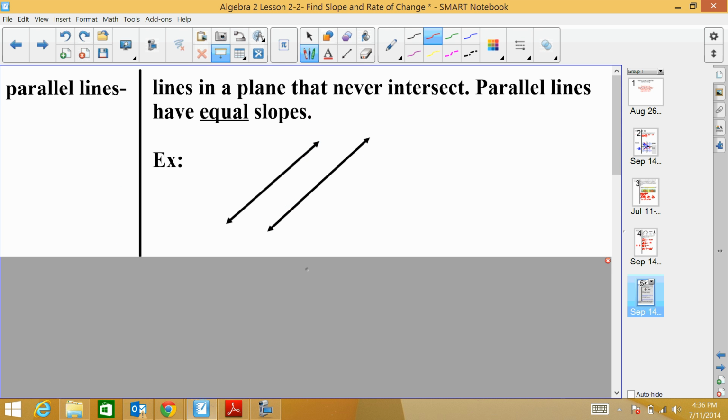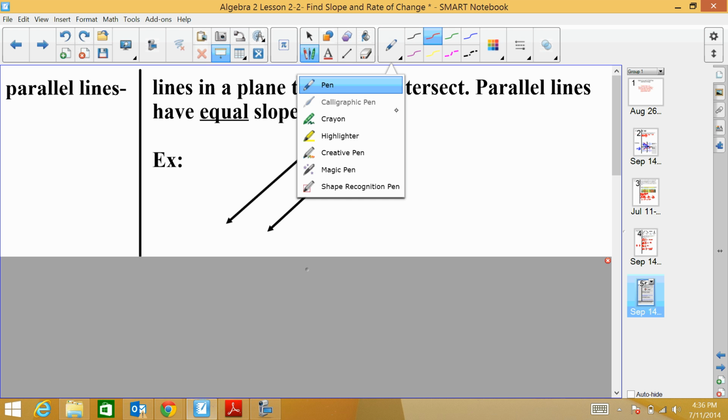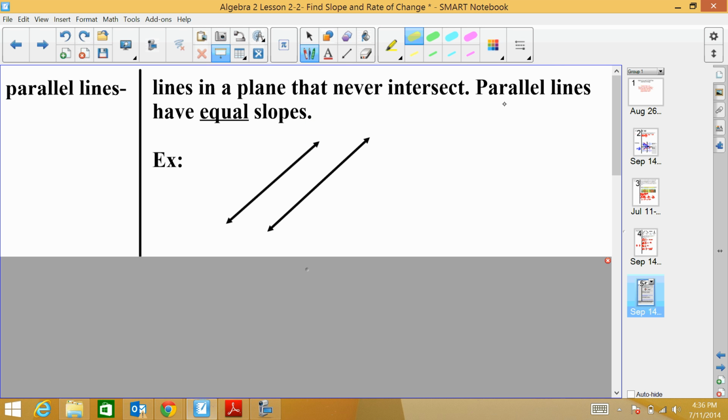Okay, last thing. Parallel lines are lines in a plane that never intersect. So they're lines together on the same plane that go the same direction, so they never cross. One thing that's very important to remember about parallel lines, and you might want to highlight this in your notes, is parallel lines have equal slopes. Okay, so for two lines to be parallel, they have to have equal slopes.